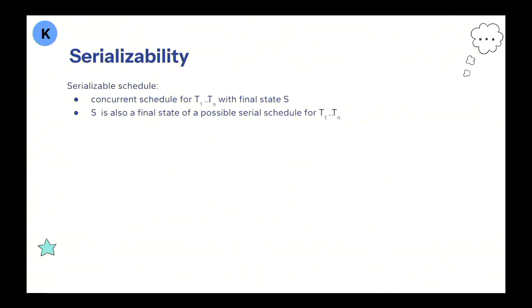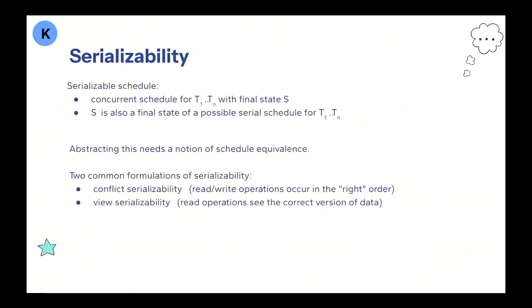So it will give us the same final state as if we run the transactions in a sequential manner. So this is the definition of serializability. A concurrent schedule is said to be serializable if we can find a serial schedule that could give us the same final state. So from the definition we can see that we want to find an equivalent serial schedule for this concurrent schedule. This requires the check for schedule equivalence.